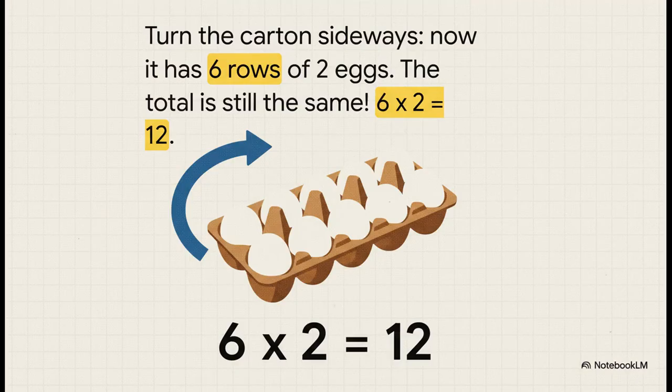But here's where it gets really cool. Watch this. Just turn that same carton sideways. What do you have now? Well, now you've got 6 rows with only 2 eggs in each. The problem looks totally different. It's 6 times 2. But the answer, the total number of eggs, is exactly the same. It's still 12. This little trick actually reveals a huge secret about how math works.